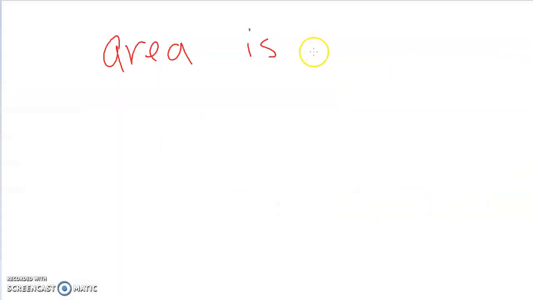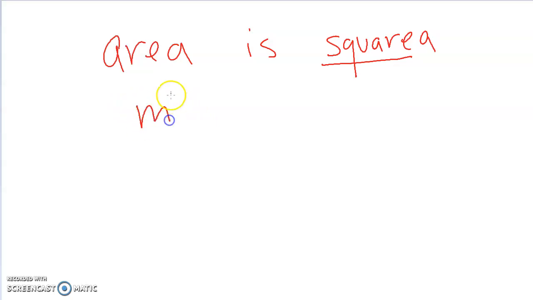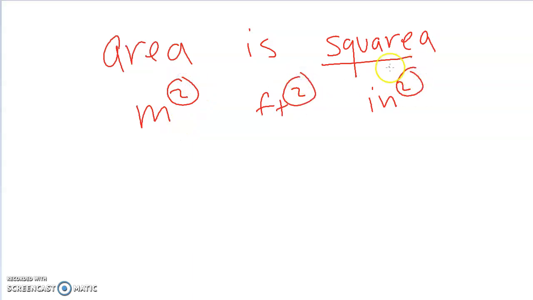For those of you who have been watching the videos and paying attention to me recently, you probably know by now that area is squarea. Now, what does that mean? Well, that means that whenever we talk about area, we should be talking about square units, whether it's meters squared or feet squared or inches squared, yards squared, any type of length squared, that refers to area. Area is squarea. Cool? Well, today we're going to talk about volume.